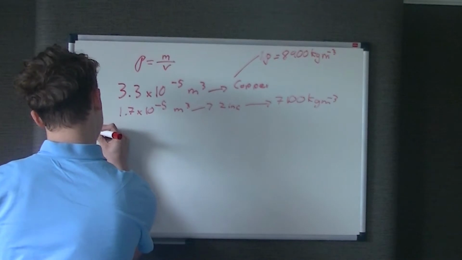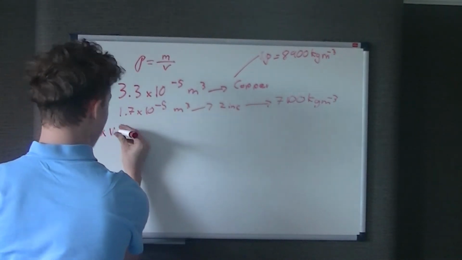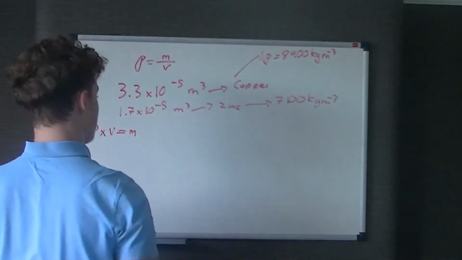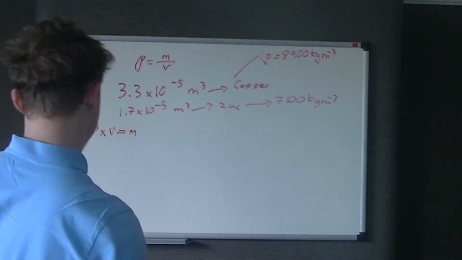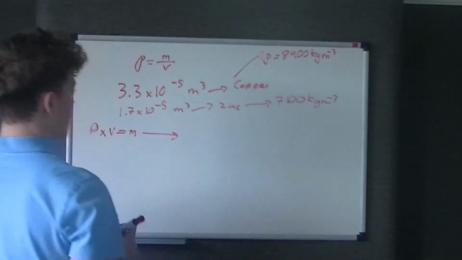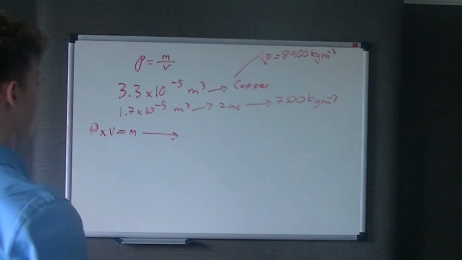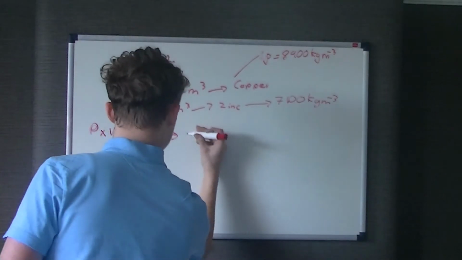So density times volume equals mass. Now we need to work out the individual masses so we can add them together. So the mass of copper is the density, 8,900.